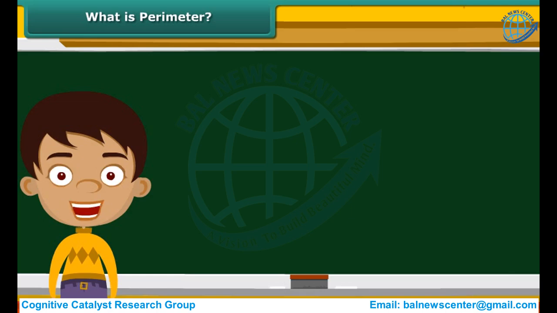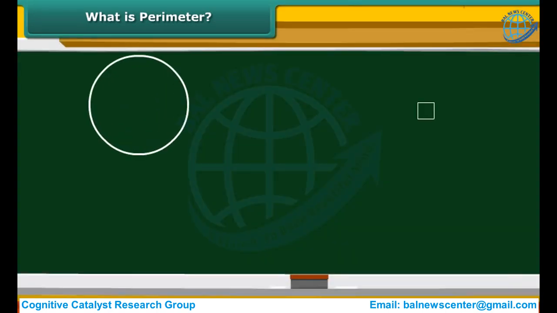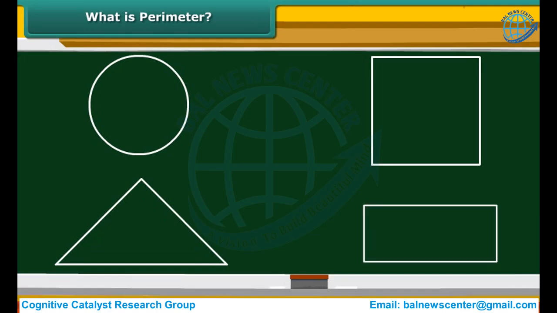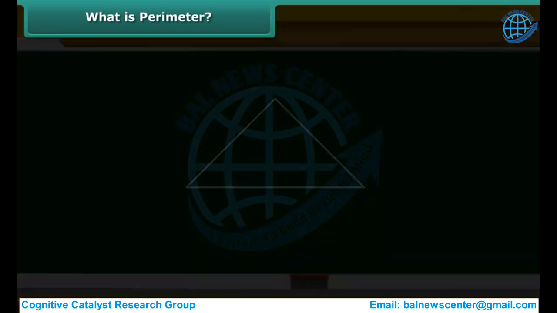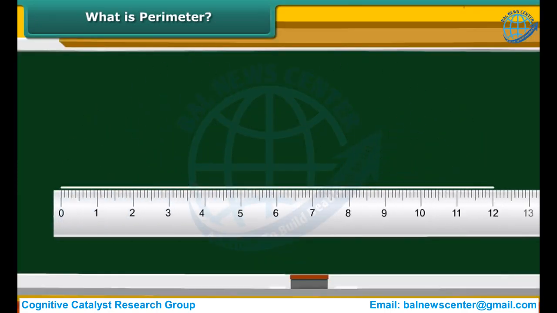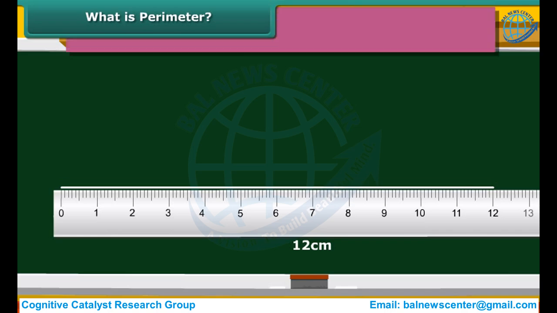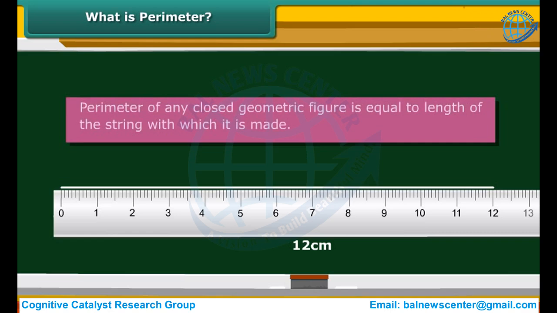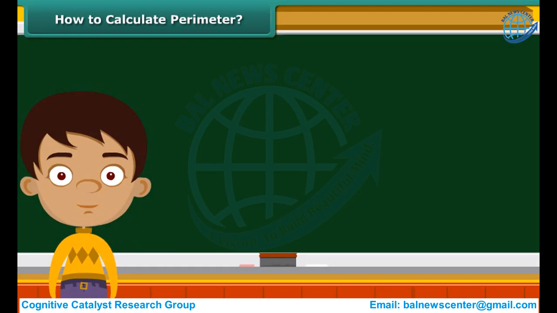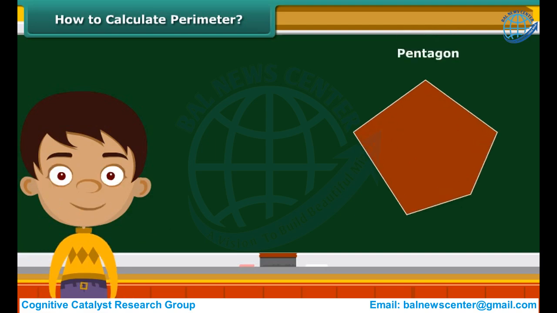Take a closed geometric shape such as a circle, square, triangle or rectangle made of string. Unite the string and measure its length. The length of the string is the perimeter of the chosen geometric shape. We can generalize by saying that the perimeter of any closed geometric figure is equal to the length of the string with which it is made. Now that you have understood what perimeter stands for, let us try to calculate the perimeter of a pentagon.